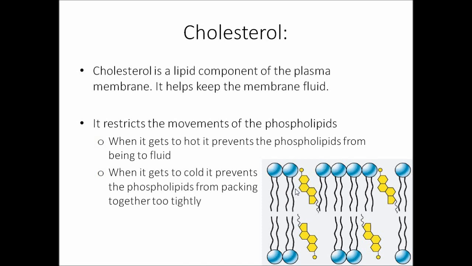It also is important when the opposite happens. When it gets too cold, it prevents the phospholipids from packing together too tightly. As the temperature decreases, our plasma membrane will likely shrink. And then it's important to have these cholesterol components here structurally to make sure that they're not just compacting too closely together, so that they don't get too frigid and fall apart.